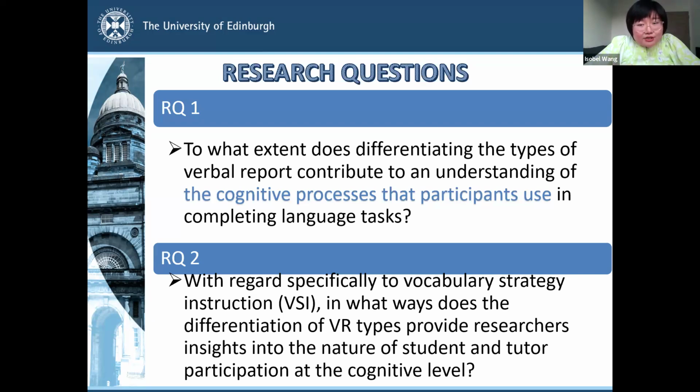The second research question, we want to explore in what ways the differentiation of verbal report types provides researchers insights into the nature of student-tutor participation at the cognitive level. And this research question specifically addresses vocabulary strategy instruction with the aim of not only improving learner strategizing in task performance, but also enhancing teacher strategies for providing strategy instruction.